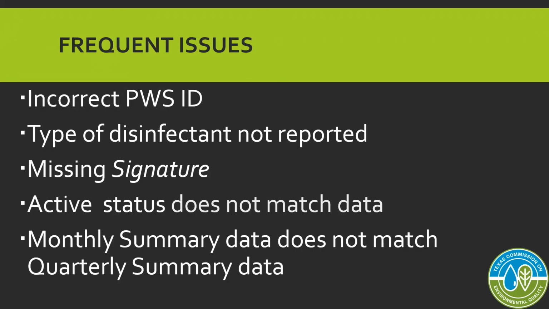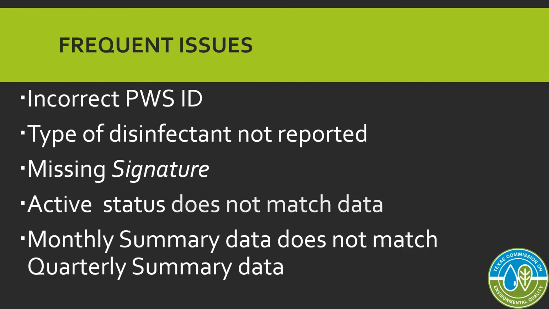So here's some of the frequent issues that my staff and administrative staff often have to reach out to systems to correct. Double check your PWS ID. I know some of y'all operate multiple systems. Make sure you've got it straight, which system is which number. Type of disinfectant not reported. That's really important too, because otherwise we don't know if that minimum level was met or not.